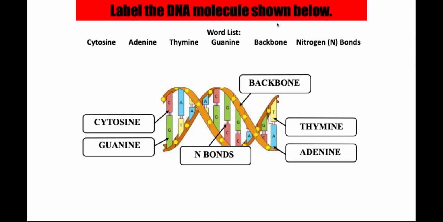So here you can see a DNA molecule. You have your double helix backbone, and the backbone is kind of like the outside of what might look like a spiral staircase. Inside is where you have your bases. C represents cytosine. It pairs with G, represented by guanine. These pairs hold the two backbones together using nitrogen bonds. And then you have your other bases, thymine and adenine, pairing up together, held together by nitrogen bonds.